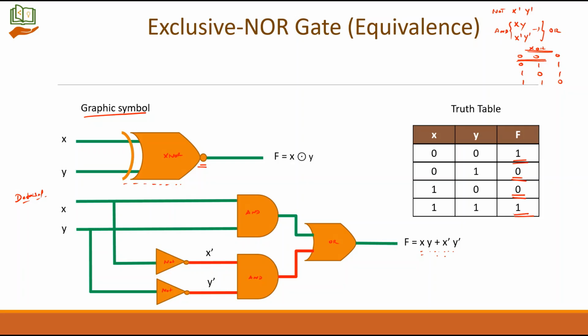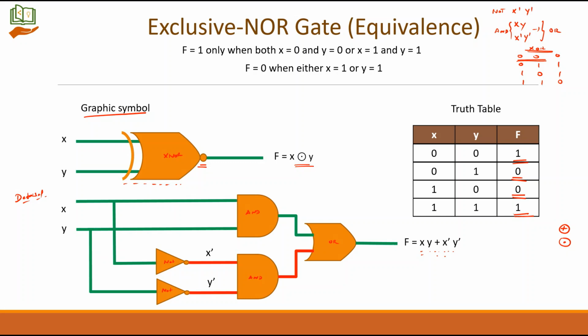So what is the symbol of XNOR? It is using this particular symbol. When you have a circle around plus, that becomes XOR. When you have a circle around the dot operation, it is XNOR. F is equal to 1 only when both x is equal to 0, y is equal to 0, or x is equal to 1, y is equal to 1. Only when they have the same values, it will end up with 1. F is equal to 0 when either x is equal to 1 or y is equal to 1. At a time, if only one of the inputs is going to be 1, then F will be 0.